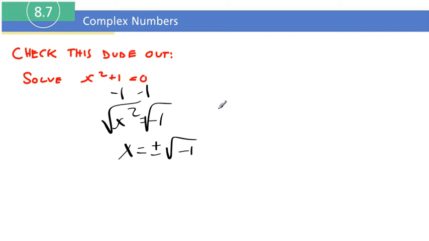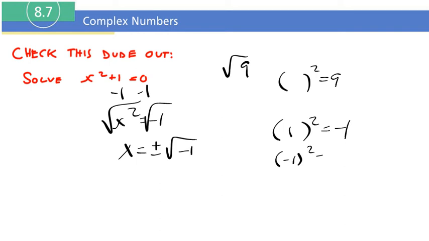Going back to what a radical is, say if I said radical 9, this means what number do I square to get 9? That's what a square root means. So in this case, what number do I square to get negative 1? Well, 1 squared is a positive 1. Negative 1 squared is also a positive 1. You can try 100 million billion other numbers, and you're never going to get negative 1. So the problem now is, how do we handle the square root of negative 1?